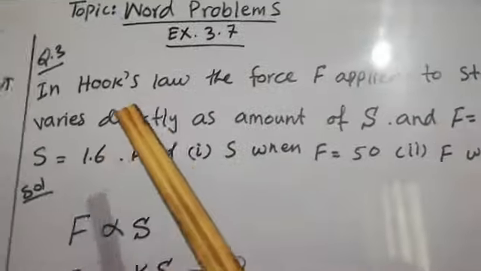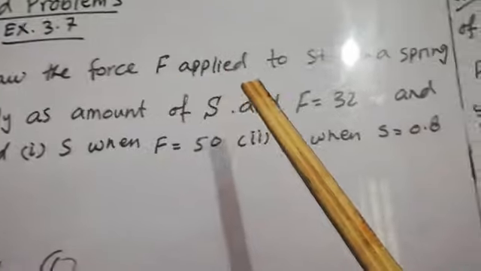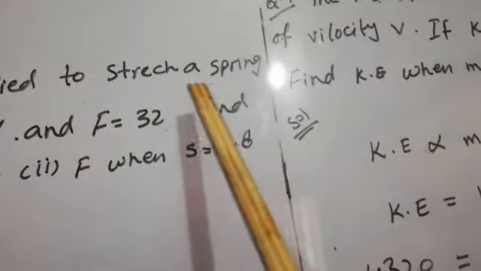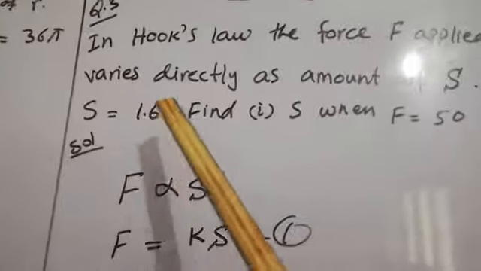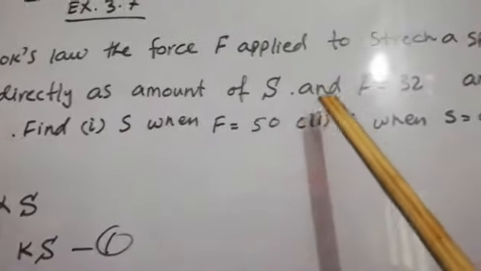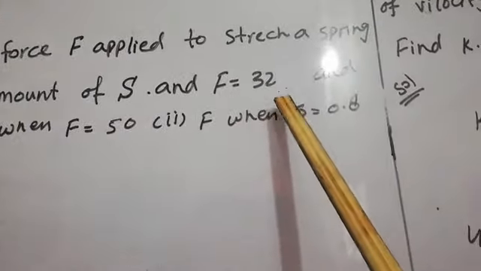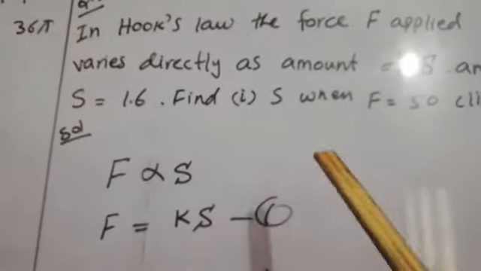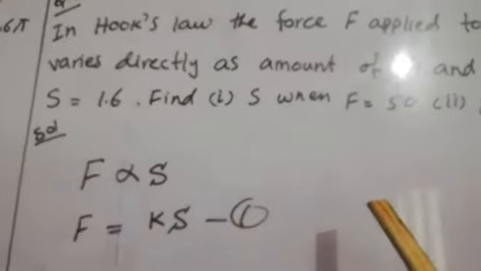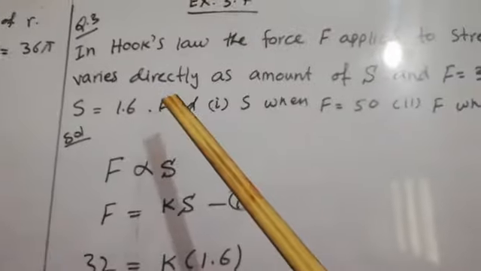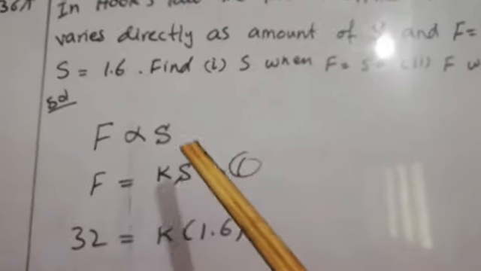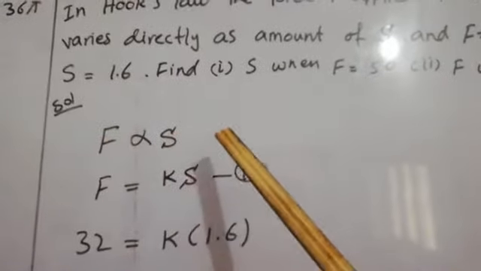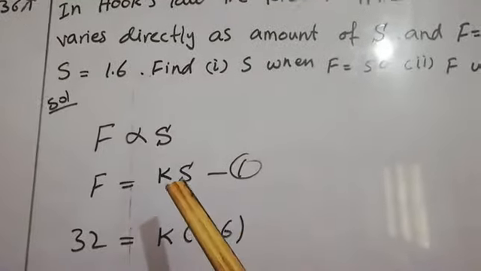Question number 3. In Hooke's law, the force F applied to stretch a spring varies directly as the amount of stretch S, and F, which is force, is equal to 32 and S is equal to 1.6. Dear students, Hooke's law is used in the field of physics, and according to this, the force F applied to stretch a spring varies directly. When we increase the force, then the length of the spring also increases.